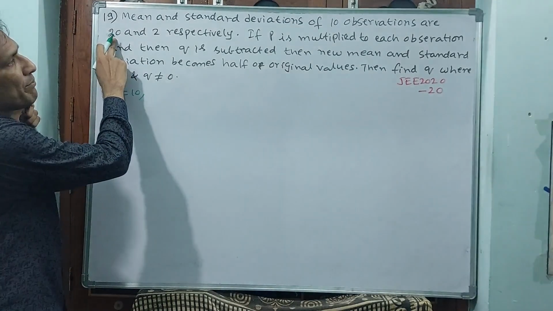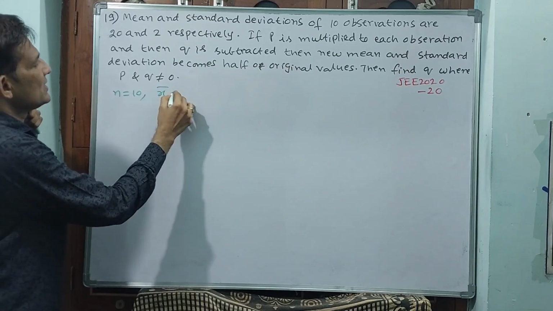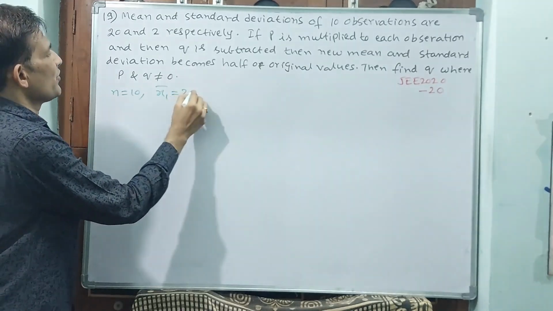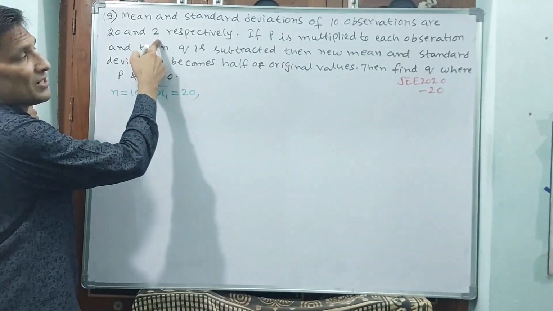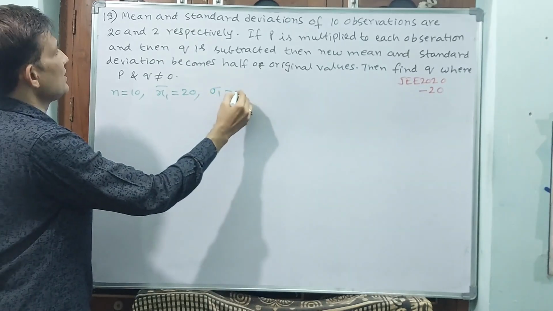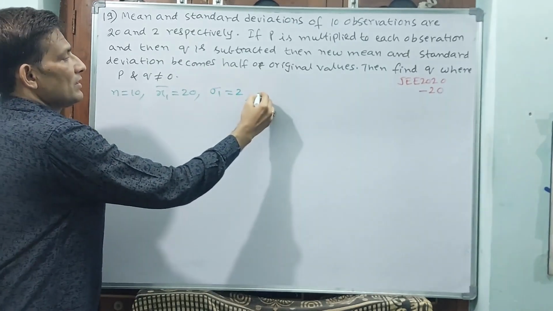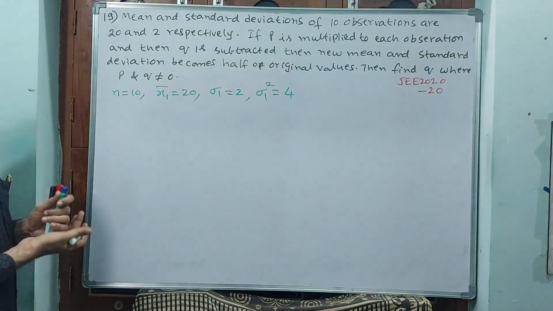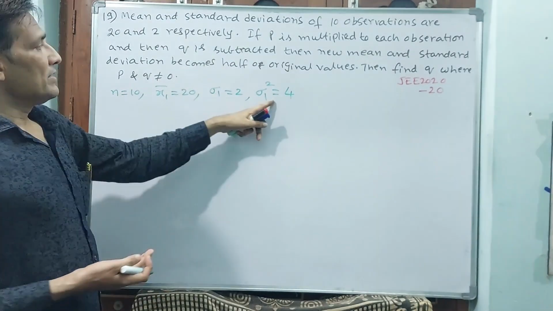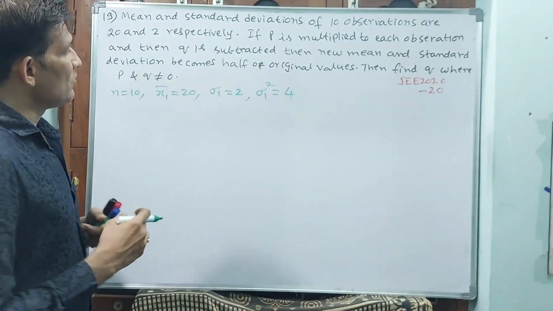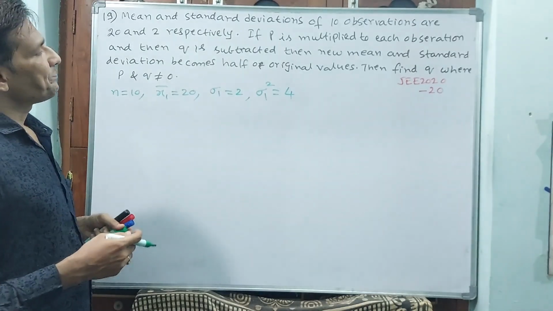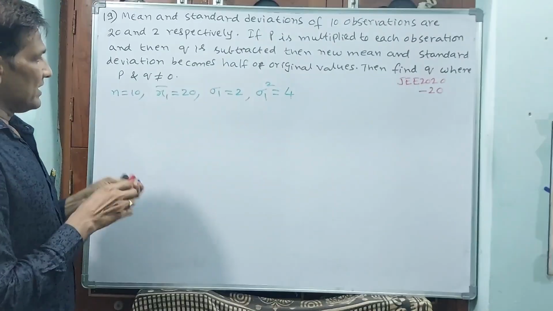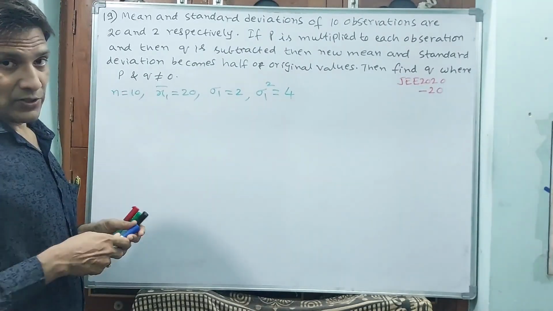But you see, this mean I am taking as x1 bar, which is 20. And let's say this standard deviation is sigma 1, which is 2. Then I require sigma 1 square, the variance, which is 4. Okay, standard deviation is 2 means variance is 4. Okay, now what else have they given? First case we will take, afterwards we will go for the second case. Why? Because from the first case also you have to get some data and keep it aside.